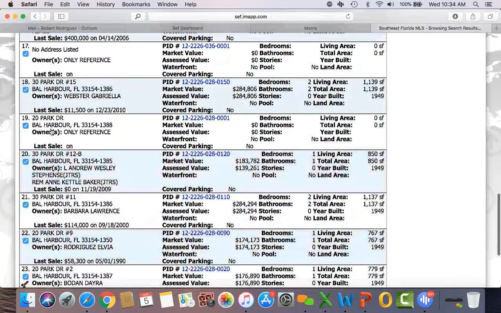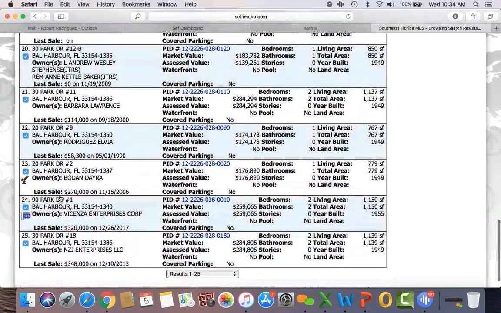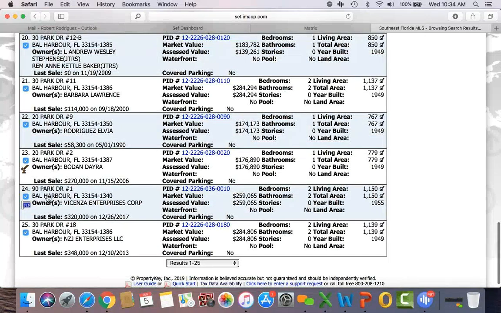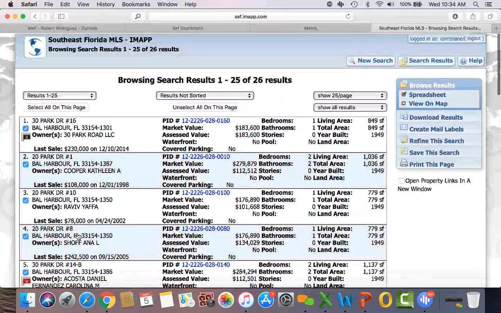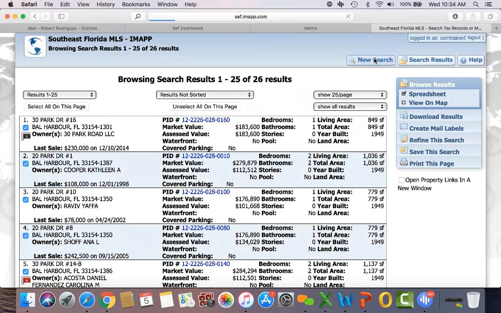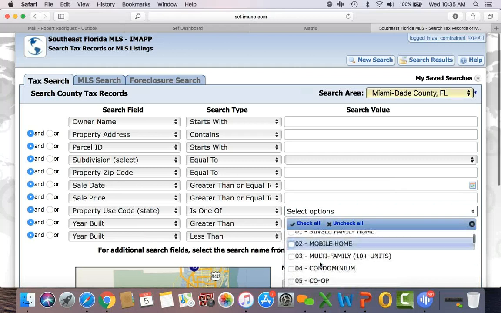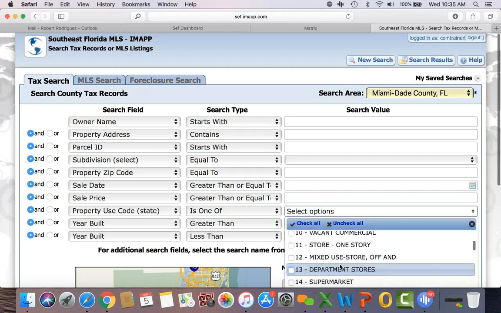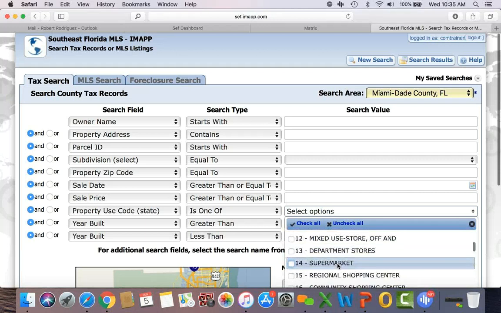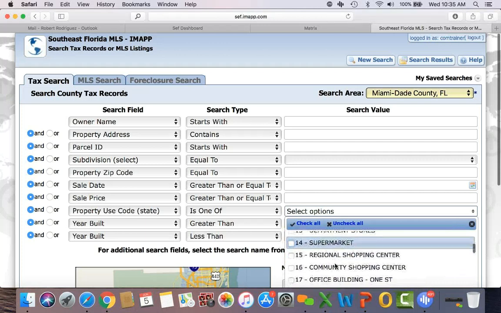Now, I'm looking at this, and this is all leading to one place, which is 90 Park or 30 Park Drive in Bal Harbour. So I'm not sure what really is going on here. But if you're looking for land, buildable land, you can use the zoning type. Now, the property use is really one that you can use all the time. And say you're looking for store, 1 story, or mixed use, or department stores, or supermarkets, you can always choose one to find the property use.